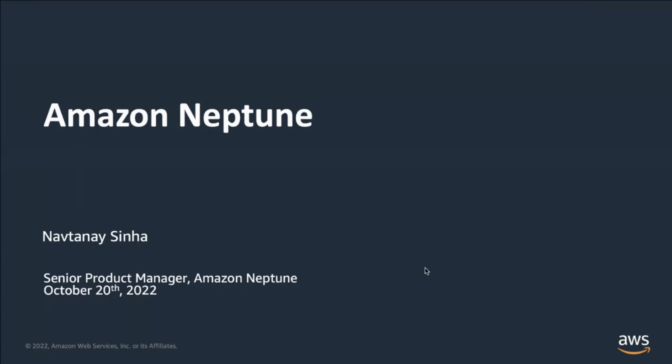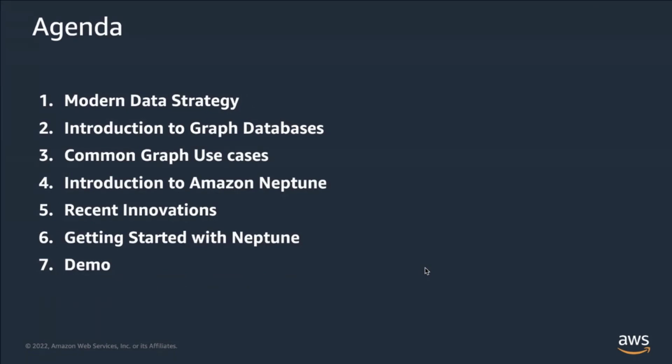Today, I will walk you through a modern data strategy for building applications. We will talk about graph databases and common use cases for those graph databases. I'll introduce you to Amazon Neptune and cover some of our recent innovations. I will also do a demo of the product at the end of the presentation so that you can see Neptune live in action.